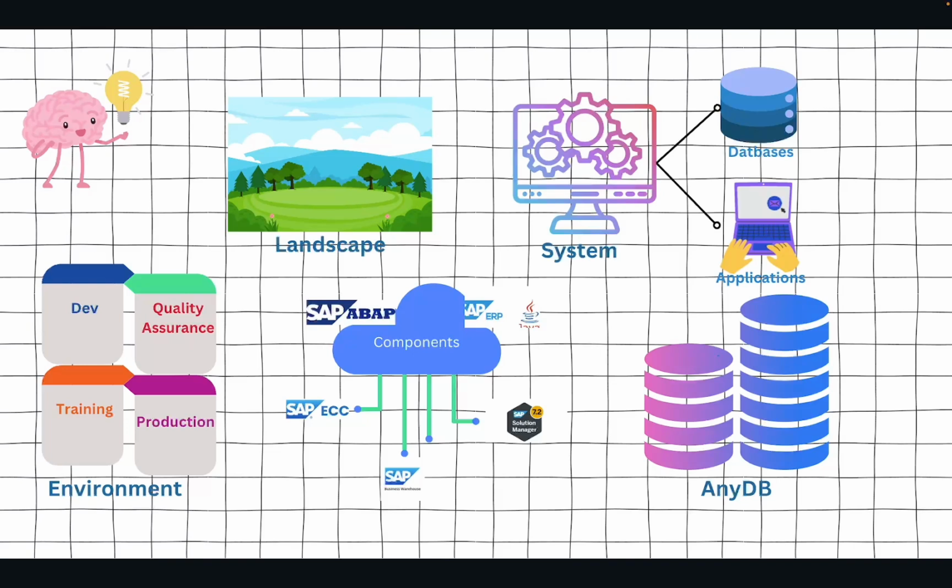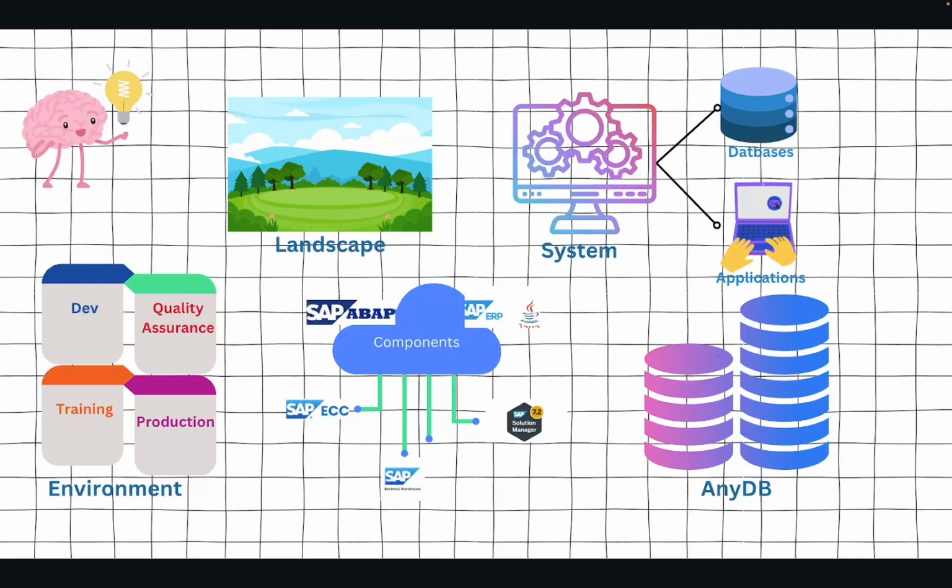Landscape is all the SAP assets in your IT environment, including production and non-production systems, commonly referred to as landscape. Systems are combinations of applications and databases in your landscape. Environments are groupings of business functions. So as you can see, dev, quality assurance, training, and production. Components are individual SAP applications such as ERP Central Component, ECC, Business Warehouse, Solution Manager, and so on, to cite a few examples.